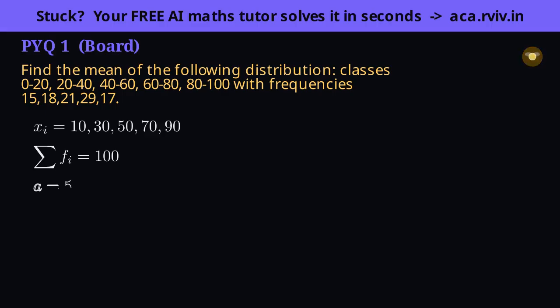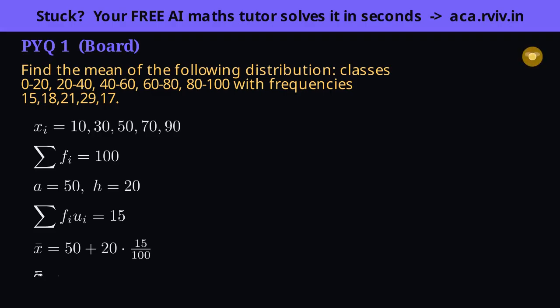Assumed mean 50, right in the middle, with h equal to 20. Centering a keeps the deviations balanced around 0. Form the u_i: -2, -1, 0, 1, 2, multiply by frequencies then add, giving +15. Positive, so the mean will sit above 50. Unscale by 20, divide by 100, add a: 50 plus 20 times 15 over 100. 20 times 15 over 100 is 3, so the mean is 53.